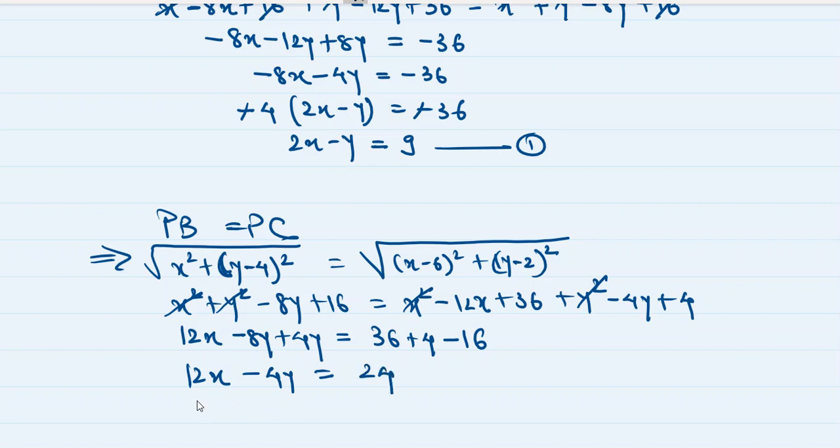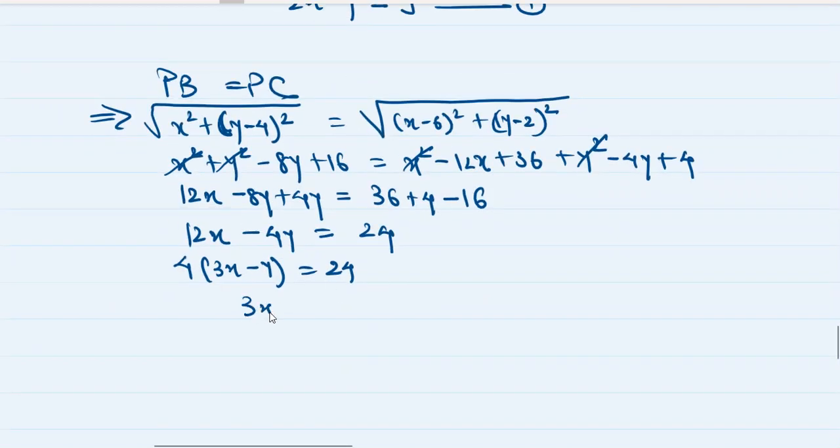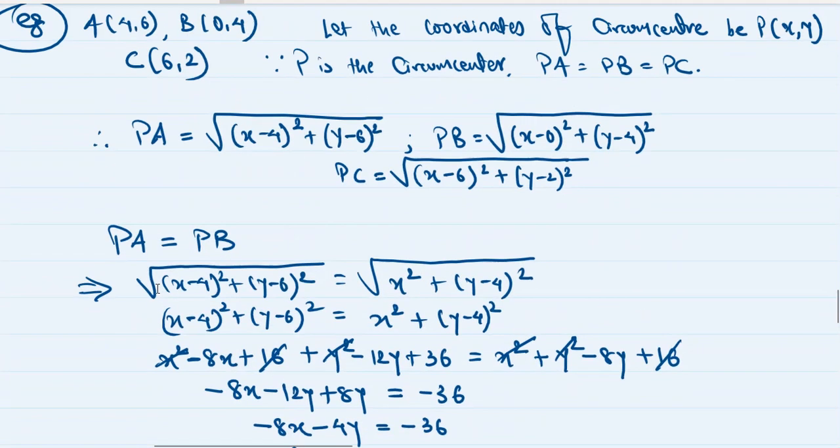Okay, so let's take out 4 common, so it will be 3x minus y is equal to 24 divided by 4, which will be 3x minus y is equal to 6. Equation number 2, 3x minus y is equal to 6.